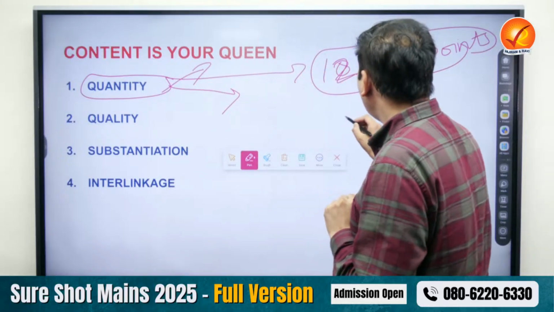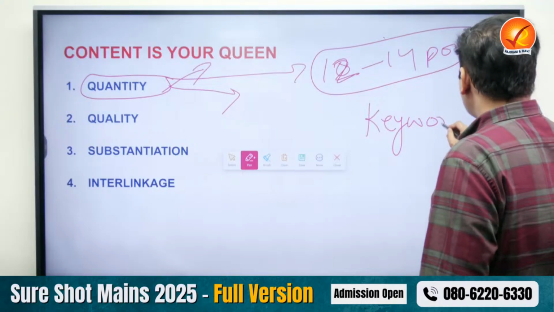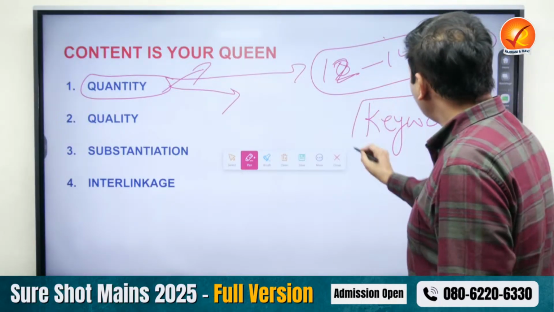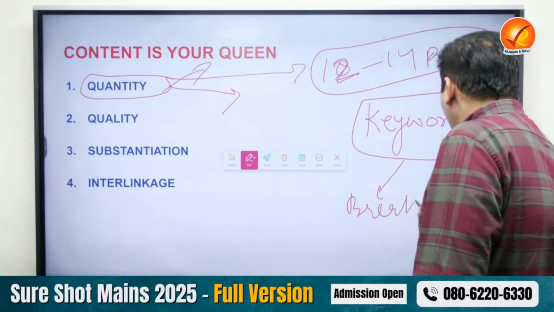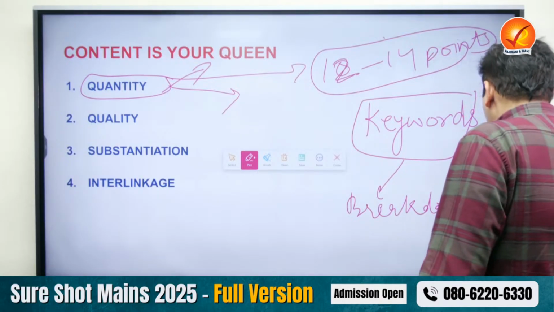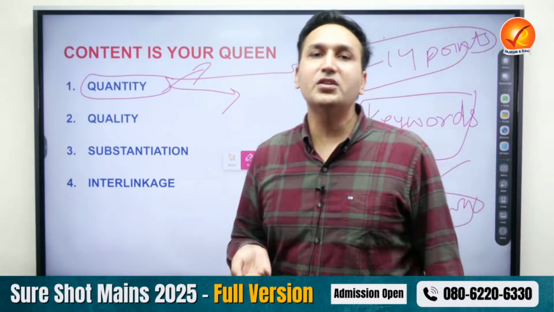What you have to do here is develop this art or science where you have the keywords and you can break them down, right? Breakdown of keywords is very, very important. You will break down the keywords to generate more dimensions.